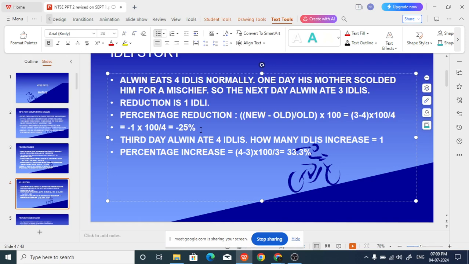What is the percentage increase? Now, you put the same formula. New minus old divided by old into 100. You put it and find out. In this case, what is the new? New is 4, sir. What is the old? 3. So 4 minus 3 divided by 3 into 100. How much does it come to?